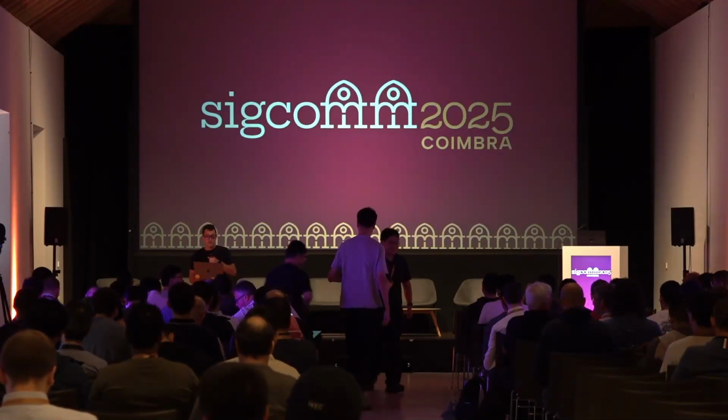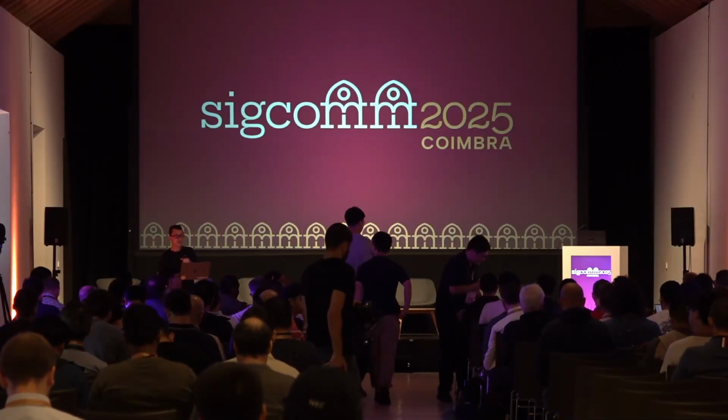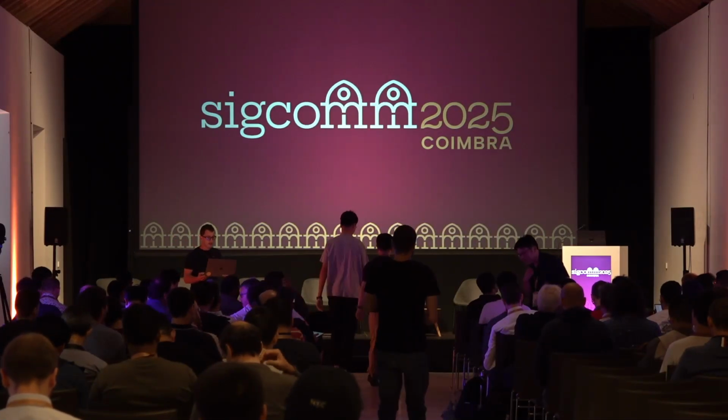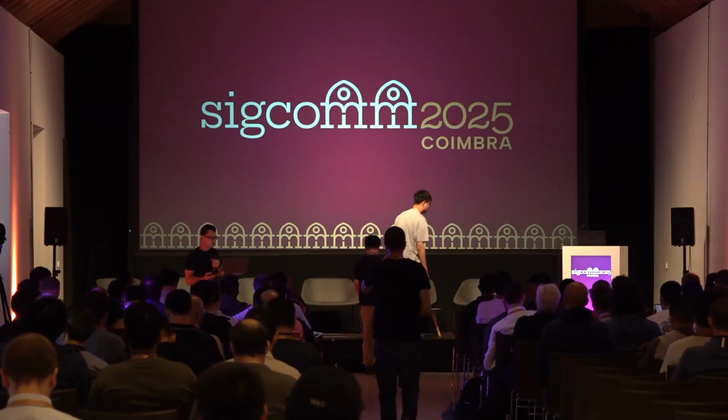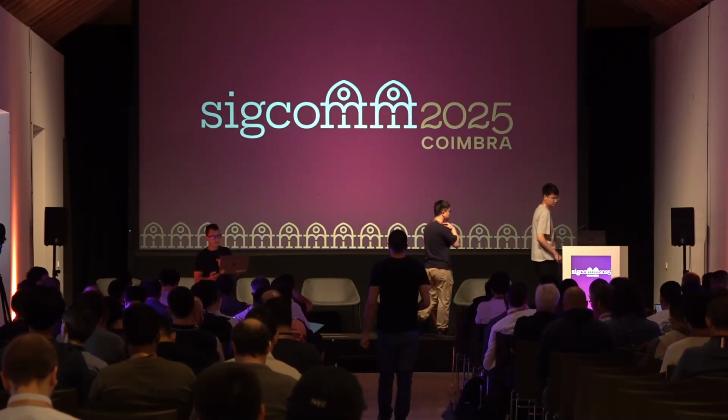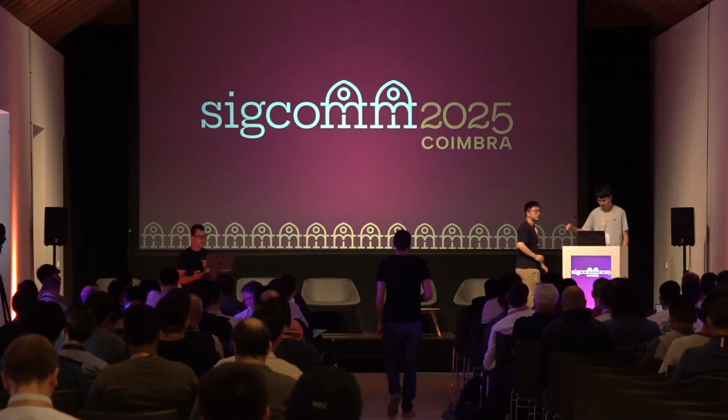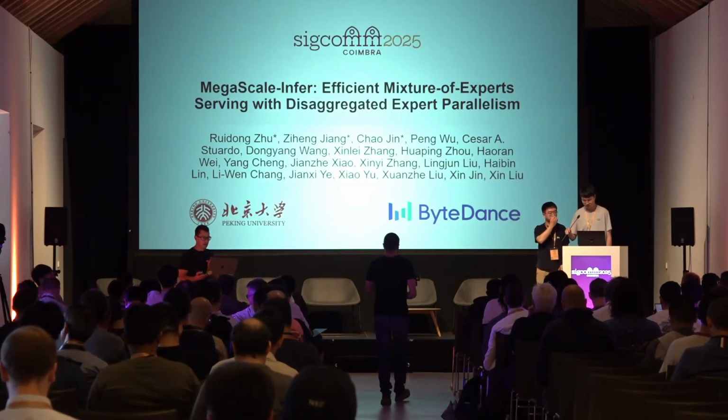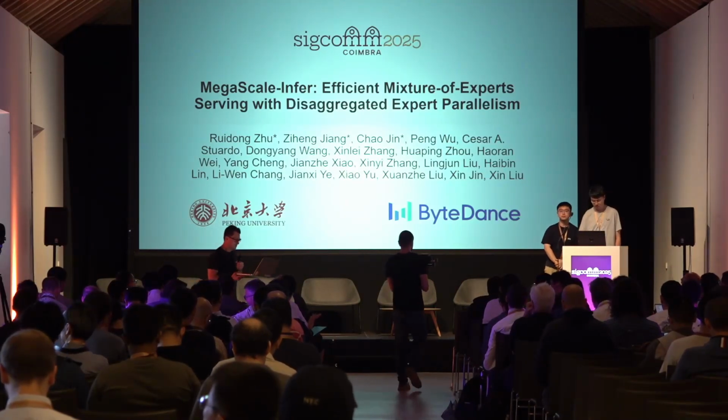Our third paper is called MegaScale-Infer. It's about efficient MOE serving, and it's given by Ruidong Zhu and Zhao Jin, who are third-year PhD candidates at Peking University, advised by Professor Jin Jin. And they're obviously interested in machine learning.